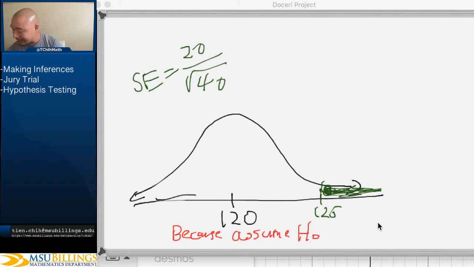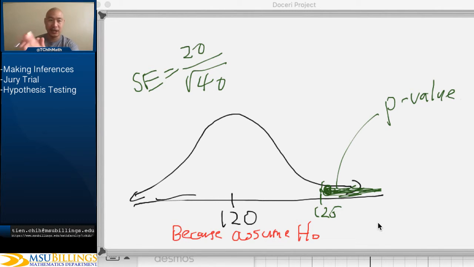And that area here, this thing is the p-value, right? It is the probability that we see a result like 125 pounds or more, since the claim in this case is that the average weight is more than 120 pounds, right? So, what is that p-value?